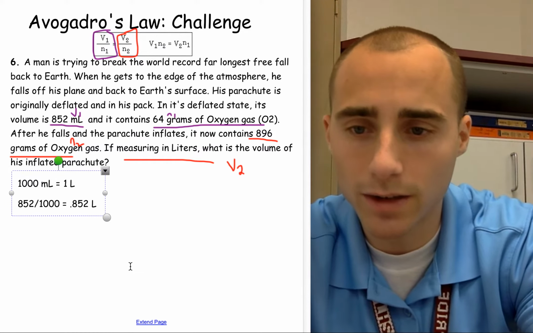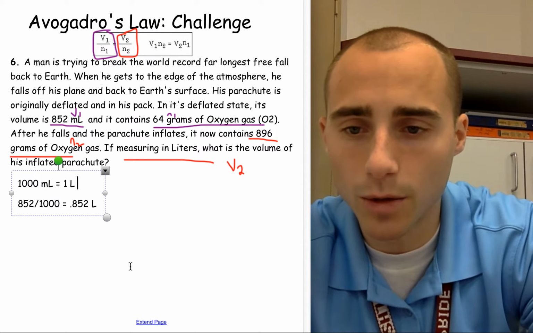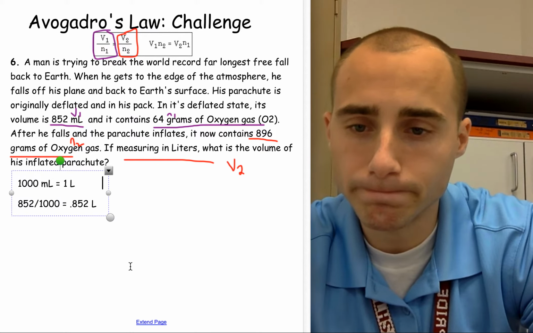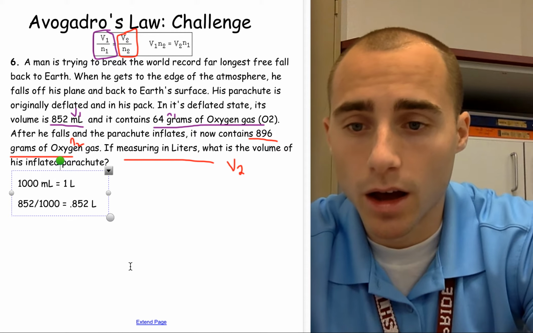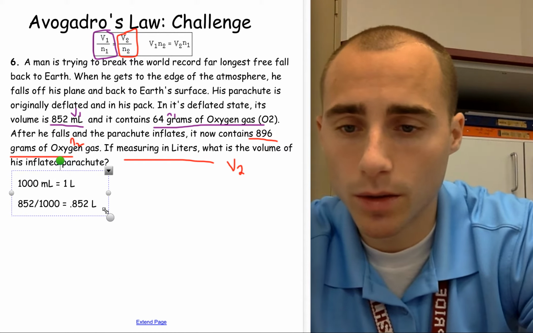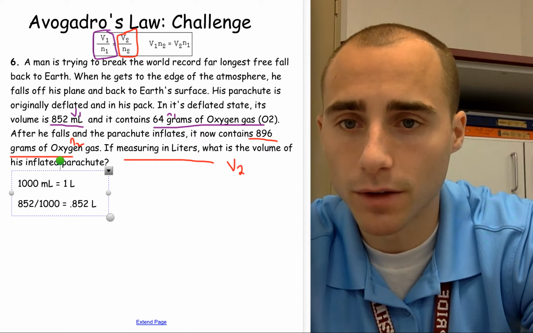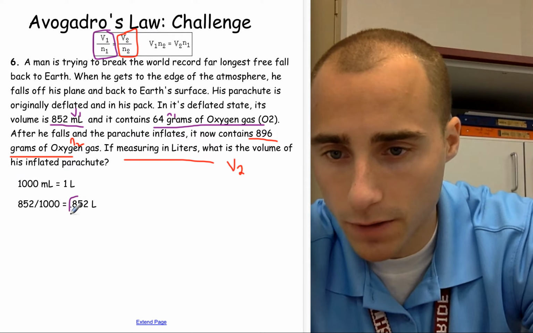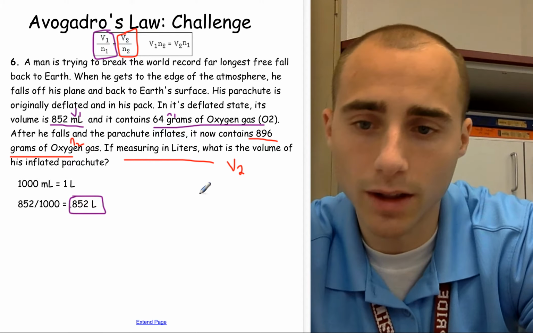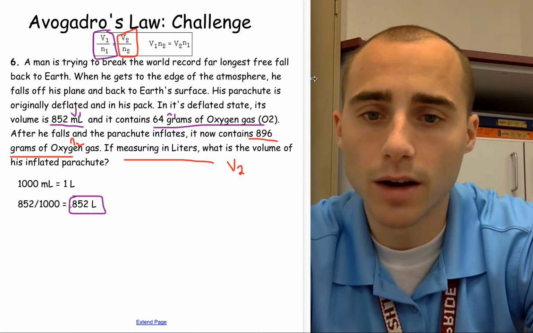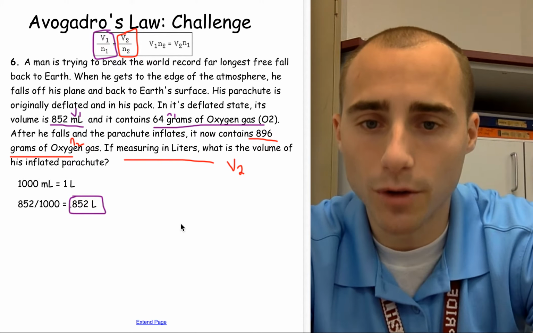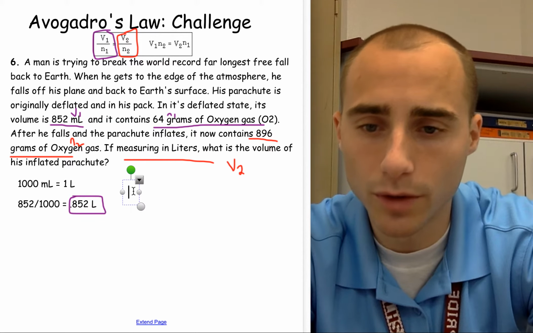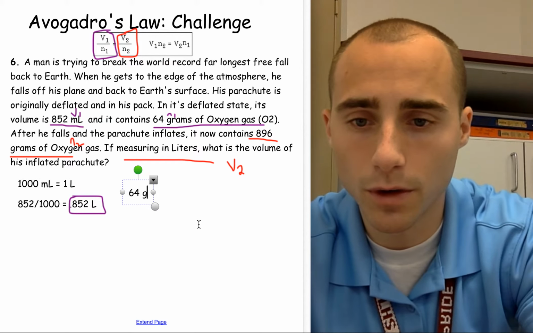0.852 liters in its deflated state. So that is going to be our V1. Let's circle this as our V1 so we don't forget it. Circle it in purple. This right here, 0.852 liters, is our V1. Let's get our N1. To get our N1, we have to convert grams of oxygen gas into moles of oxygen gas. So we start off with 64 grams.